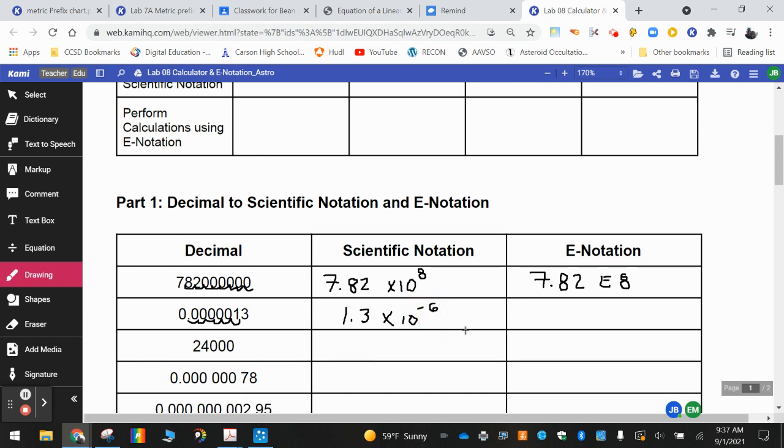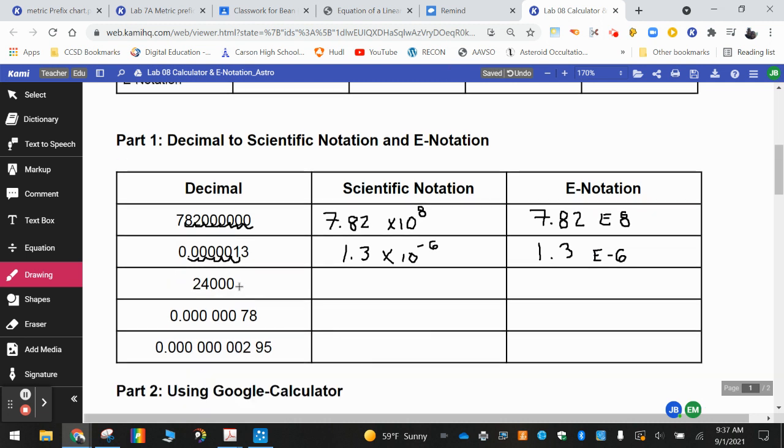Now, that's good, but for our purposes, I'm going to replace this. In this case, it's going to be 1.3E minus 6. Okay, that is called the E notation. Okay, this one here, same thing. If I don't see a decimal point, I'm going to assume the decimal point is right there, and we're going to move it 1, 2, 3, 4 places past the first non-zero, and this will be 2.4, right?